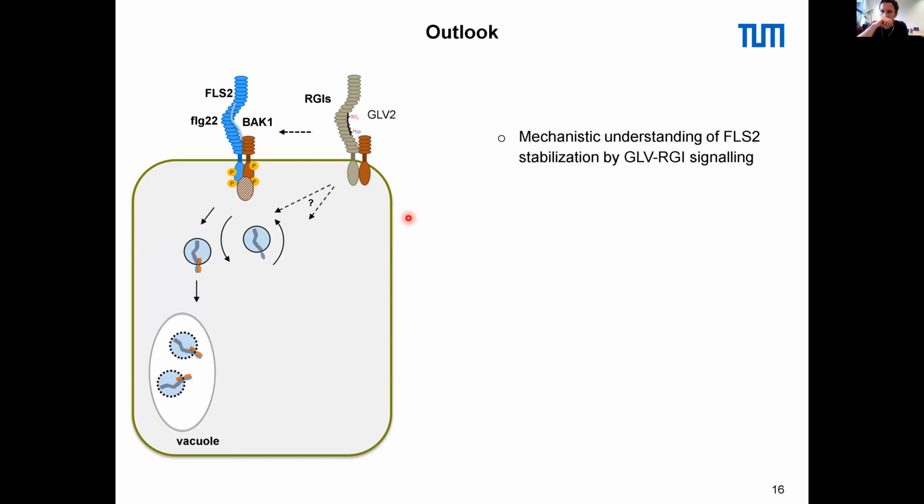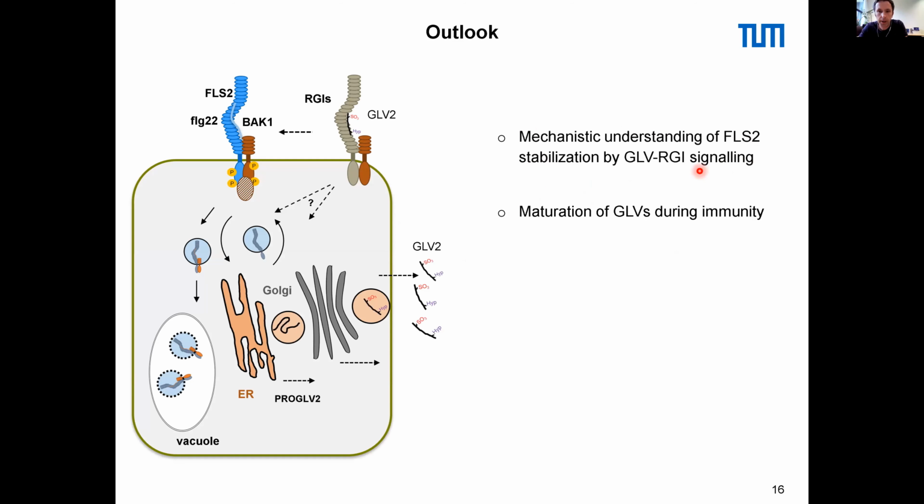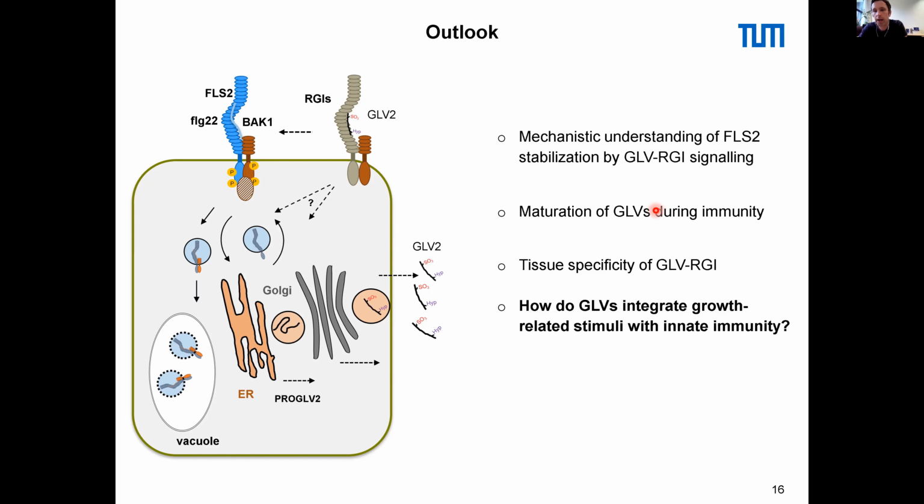And so the future research directions in this project are to mechanistically understand how FLS2 stabilization is regulated via this Golvan RGI signaling pathway, to understand how Golvan maturation is regulated during immunity. Then we are interested to study more into tissue specificity. So where are the peptides and the receptors expressed, to get an idea whether they function autocrine or paracrine. And then how do they actually integrate cross-related stimuli with innate immunity.